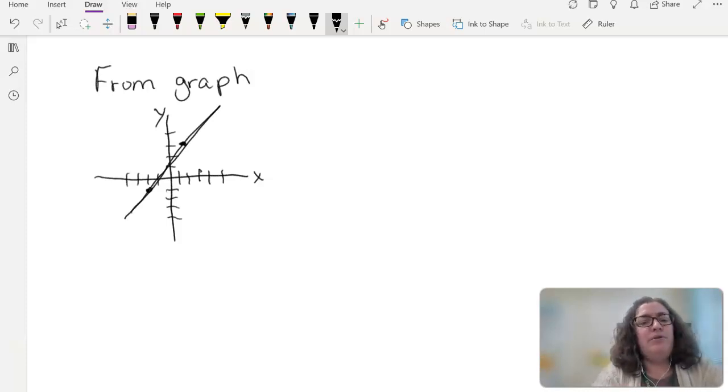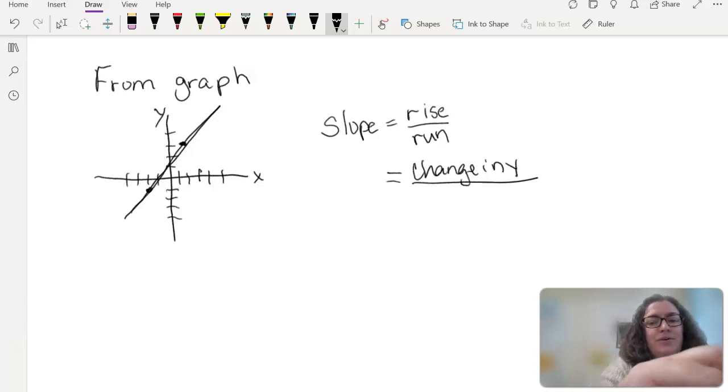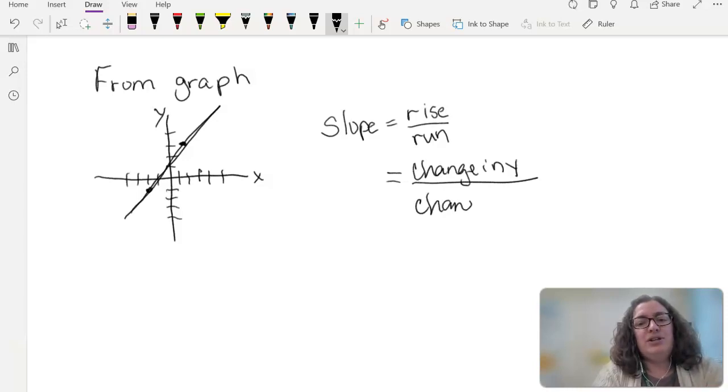So you may have heard before that slope can be written as the fraction of rise over run. This is actually a good way of thinking about slope, rise being the change in the y value, because y values are what go up and down, divided by the change in the x value.